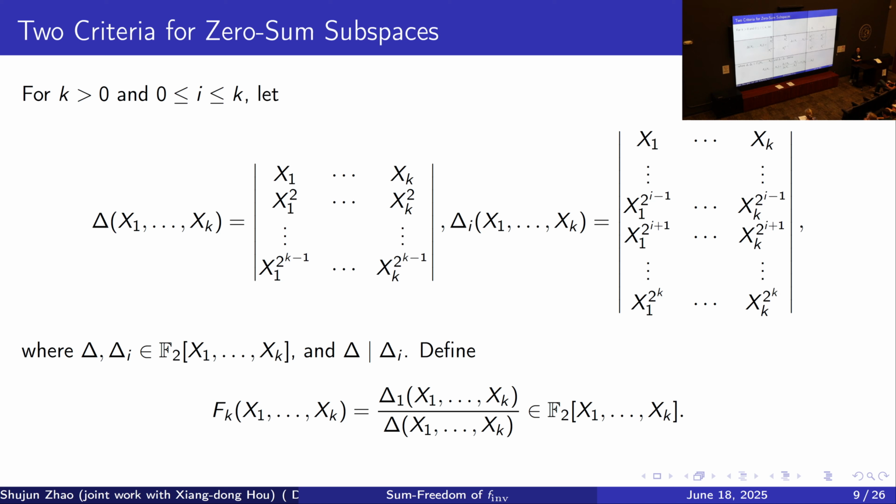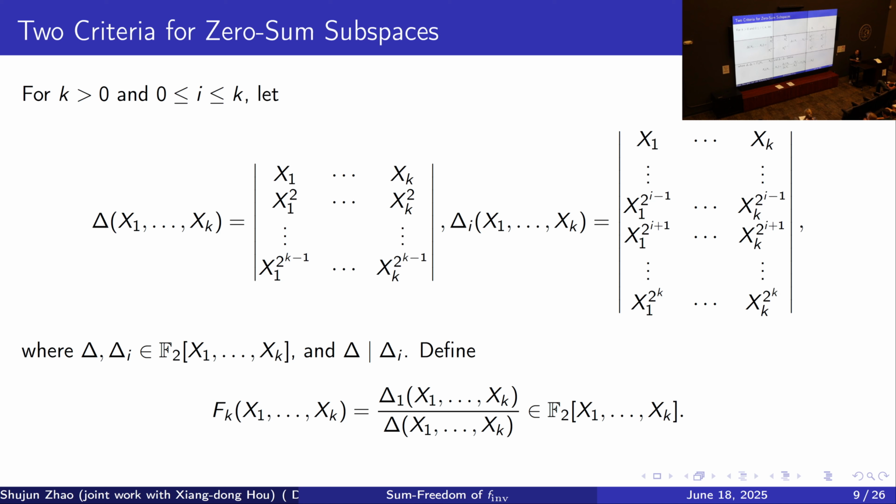Also, we have two criteria to determine the existence of zero-sum subspaces. First, let's recall that they rely on two irreducibles, so let's recall the construction of such irreducibles. First, we will use a Moore determinant, which is the determinant in k variables x1 to xk, using all the conjugates of them. Delta is the Moore determinant, but for delta i we drop the ith line of the Moore determinant and add one line at the bottom.